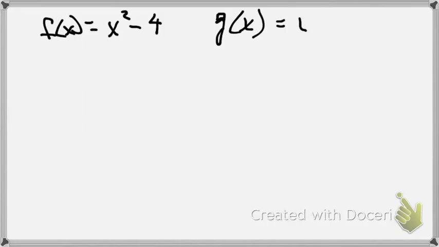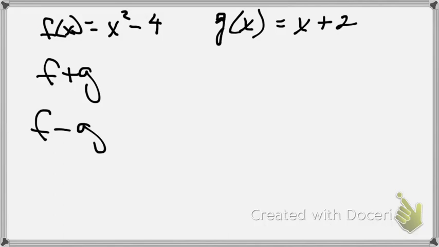We were given f of x equals x squared minus 4, and we are also given g of x equals x plus 2. Now what they're asking us to do is to find the domain of f plus g and f minus g and fg and f over g. Alright, so let's look at the f plus g.